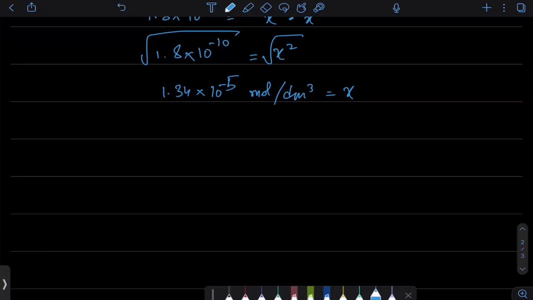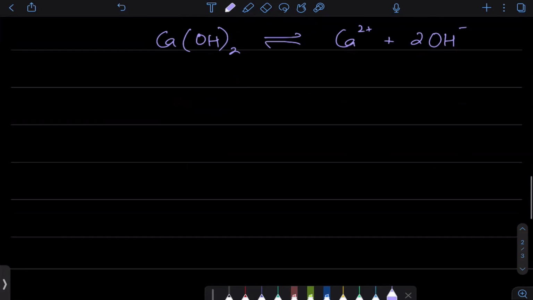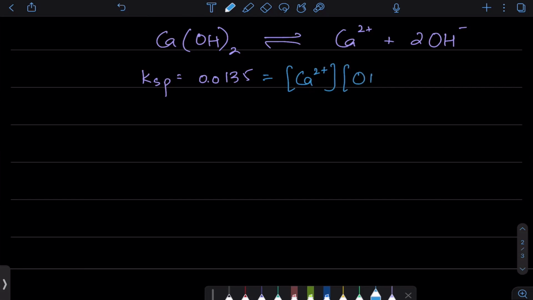Now, what if you had something in which the mole ratio was not 1 to 1? What if you had this? So in this case, you're going to get 2 of OH minus. Will it still be the same method? Yes. Let's say my KSP in this case is 0.0135. Now, what's my expression for this? Calcium ion, OH minus ion squared. Okay. But you have to understand that if this is X, then this is 2X.